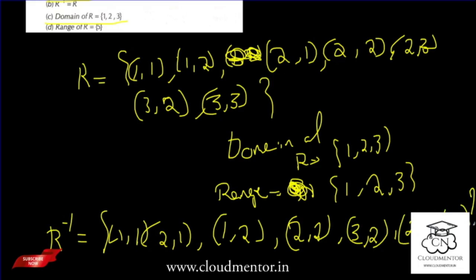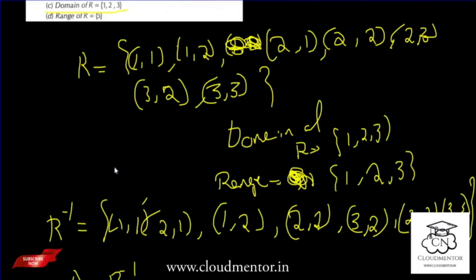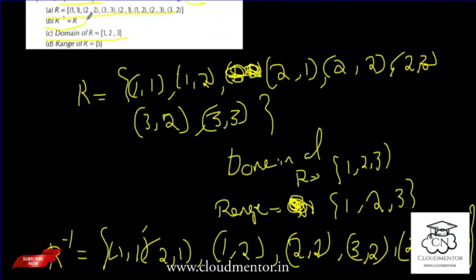So isn't that the same here? That is (1,1) is here, and (2,1) is here, (1,2) is here, and (2,2) is here, (3,2) is here, and (3,3) is also here, (2,3) is also here. So we now know that R is equal to R inverse. So the second statement is also right, and the fourth statement is wrong.